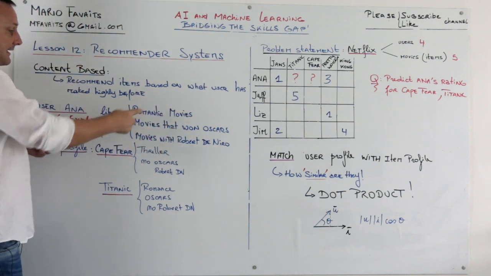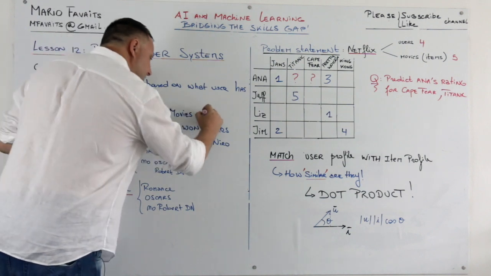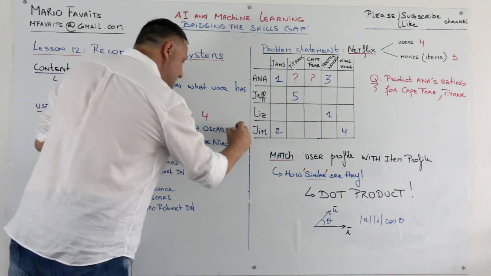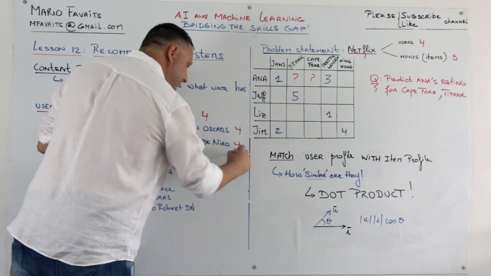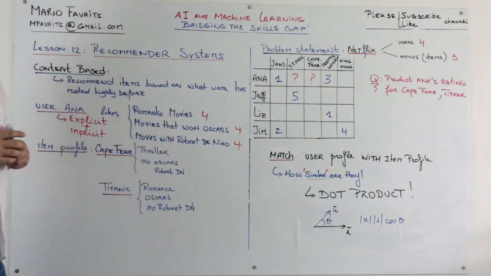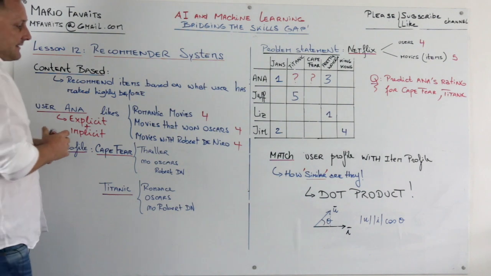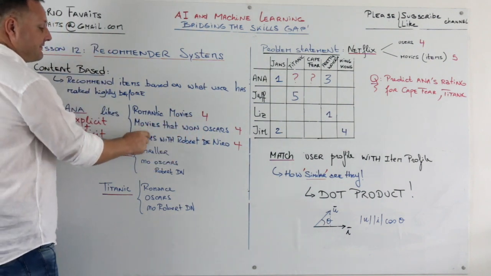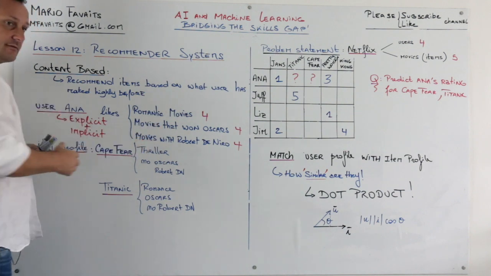So Anna likes romantic movies, so let's assume here we give a 4 out of 5. Movies that won Oscars, a 4 as well, and movies with Robert De Niro, a 4 as well. So that gives the score of Anna for these 3 features. This we call the features.